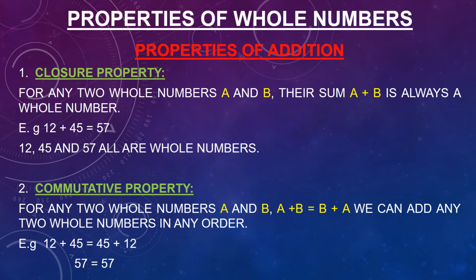Next property, commutative property. For any two whole numbers a and b, a plus b is equal to b plus a, which means we can add any two whole numbers in any order. Example, 12 plus 45 is 57 and 45 plus 12 is 57. So, it does not matter in which order you are adding. The result is same.